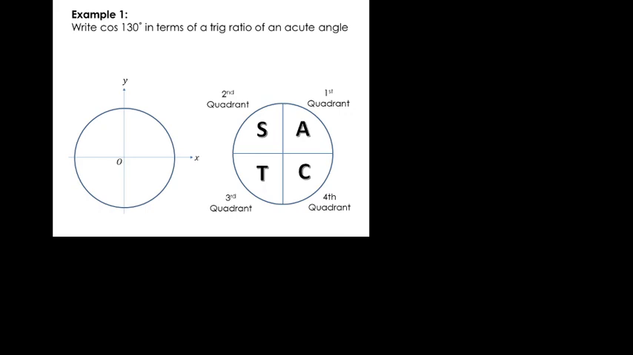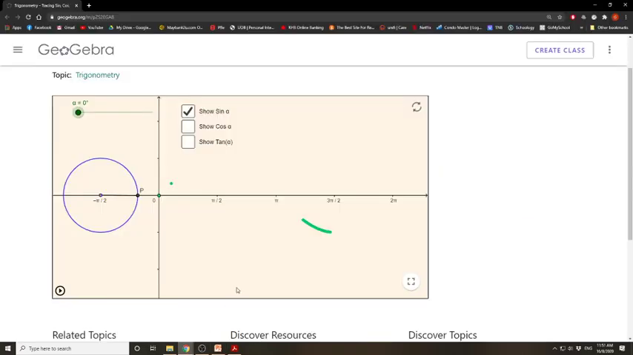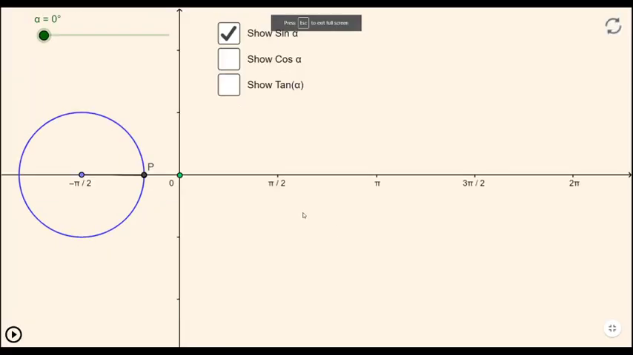All right, so cos 130. You know what? I'll just show you that thing first so that you understand what's going on. Now over here I have this GeoGebra. If you notice, when I play, this is what we call the first quadrant. Theta is 64.